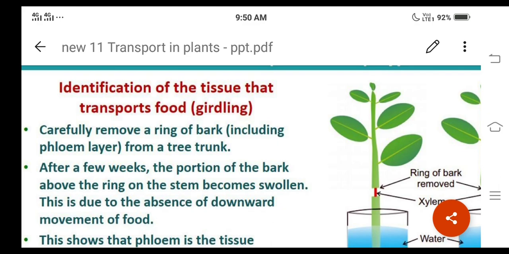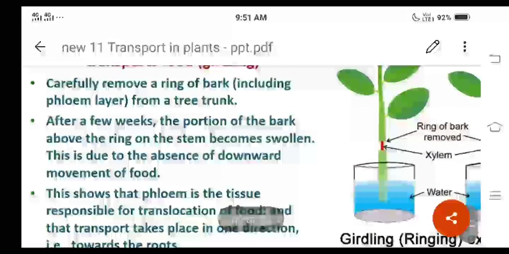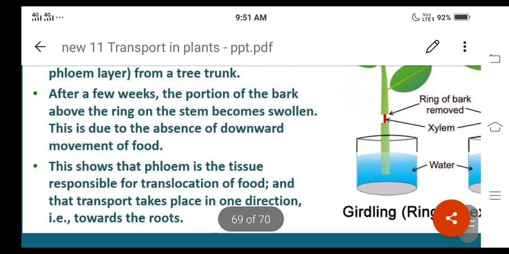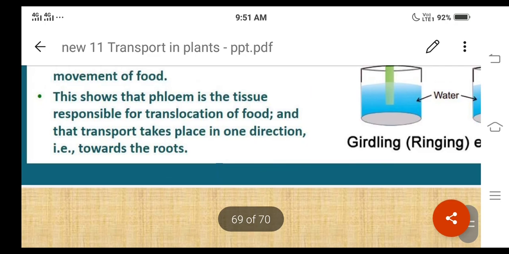After a few weeks, the portion of the bark above the ring on the stem becomes swollen, and this is due to the absence of downward movement of food. Then this shows that phloem is the tissue responsible for translocation of food, and that transport takes place in one direction, that is towards the roots, right?